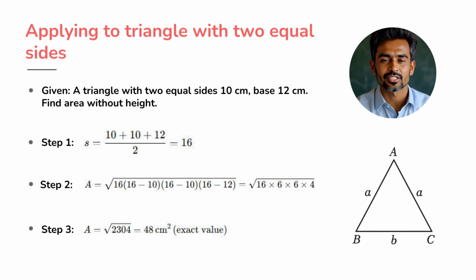Visualize that isosceles triangle with the equal sides labeled 10 centimeters and the base 12 centimeters. Notice no height is drawn, but we still found the area. This shows how Heron's formula is very useful even when the altitude cannot be measured directly.